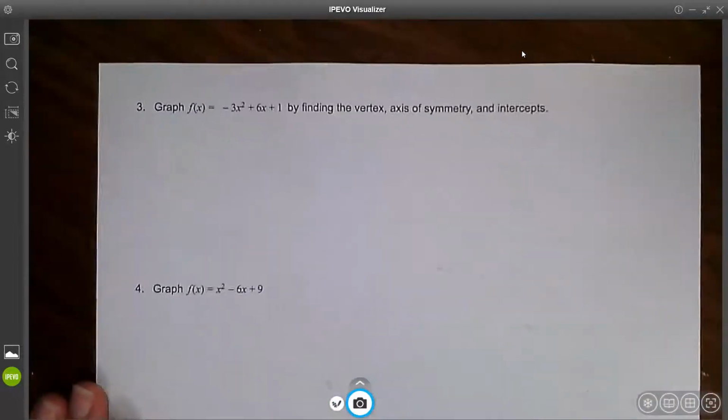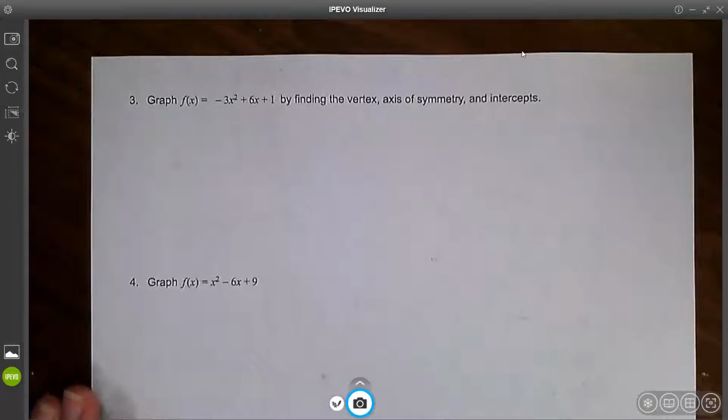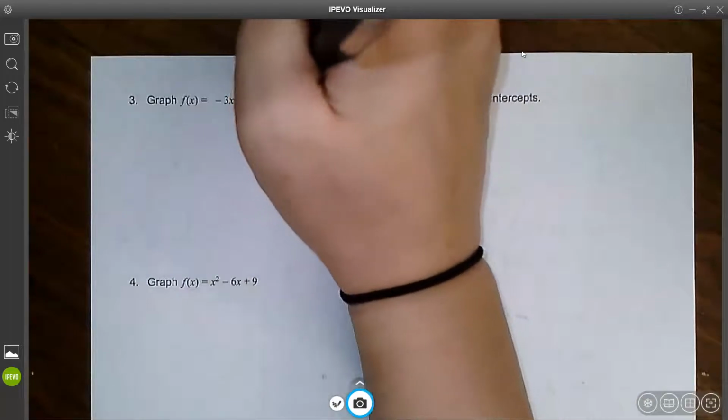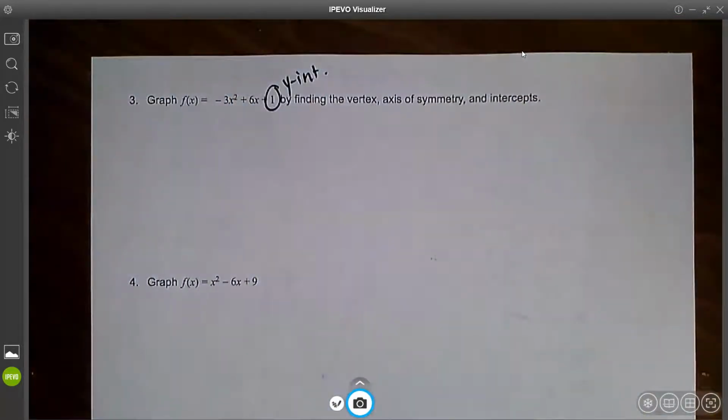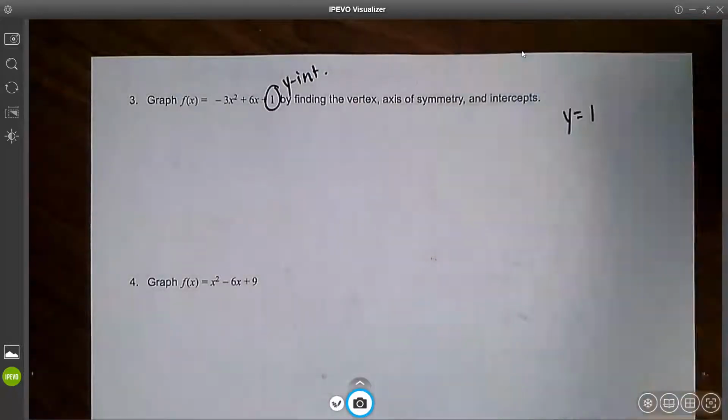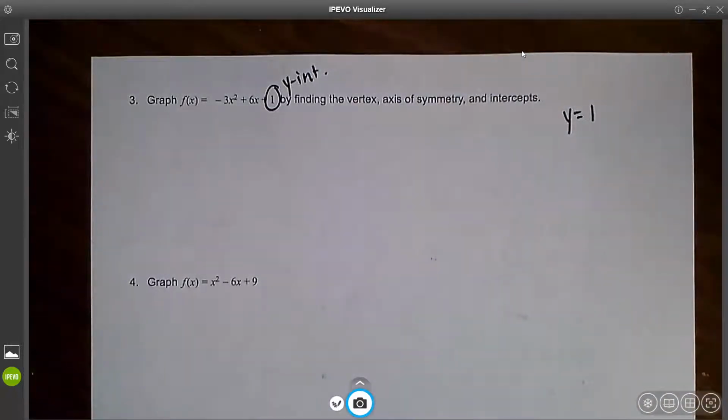So we're going to look at that. We're going to graph this by finding the vertex, the axis of symmetry, and the intercepts. So I always start when I'm in standard form like this by noting that this is my y-intercept. So that kind of helps us graph. So I'm just going to go over here and make some notes. I've got y equals 1. That's my y-intercept.